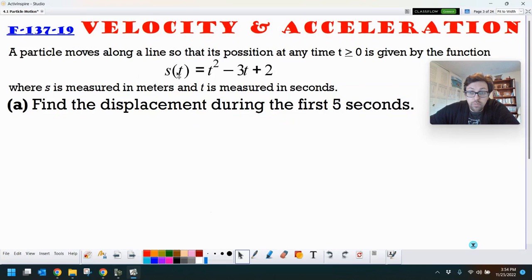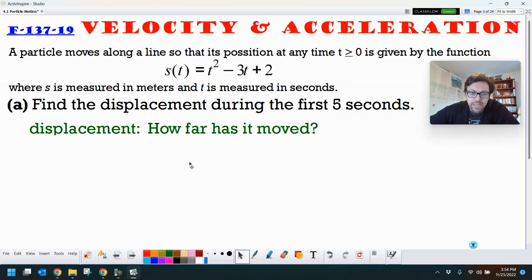So in this example, we have a position function right here, and we want to figure out what is the displacement during the first 5 seconds. Well, what displacement means is how far has it moved? So in those 5 seconds, how far has it moved? Well, it would help if we knew where it started. That's not too hard to find out.